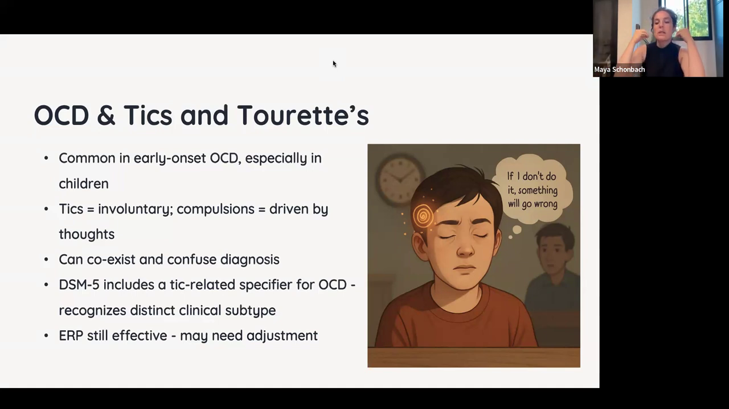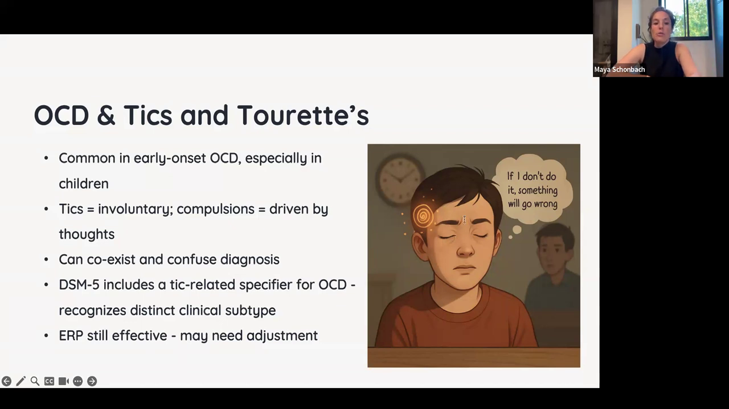So tics, they're typically involuntary motor, maybe vocal movements. So blinking is common, so that's why I put this picture. It's kind of tried to show someone blinking. Typically tics are fast, they're repetitive, but really they happen without a clear thought or without a fear behind them. And then in contrast, compulsions are typically performed in response to an intrusive thought or an obsession. And they have a specific purpose. And the purpose is to reduce distress or to prevent something bad from happening.